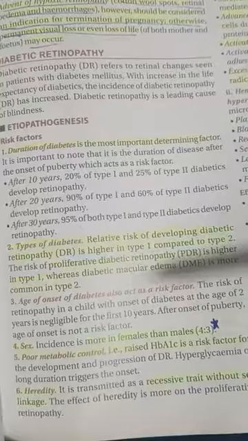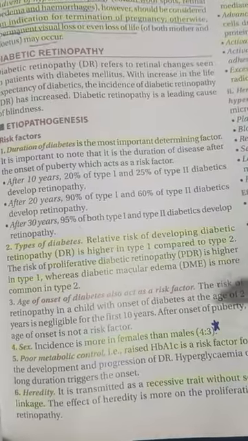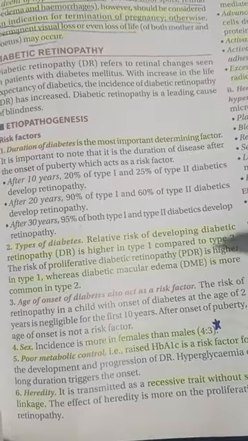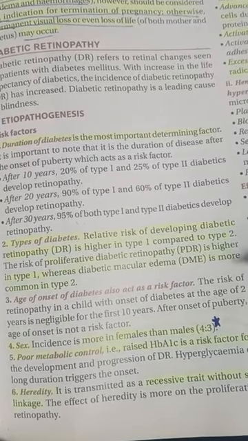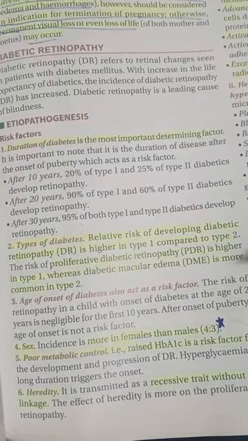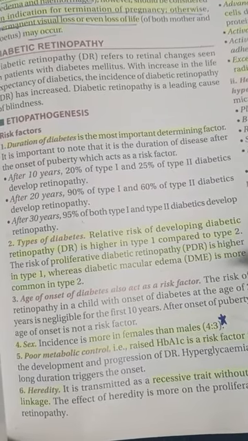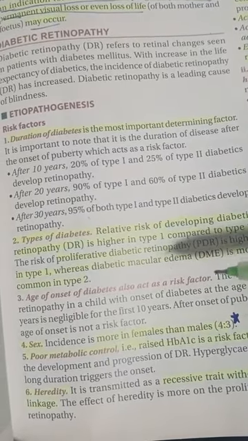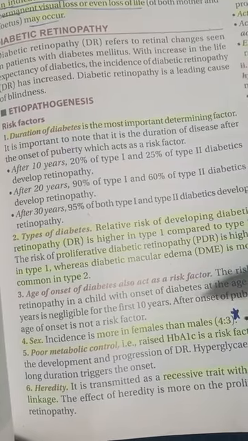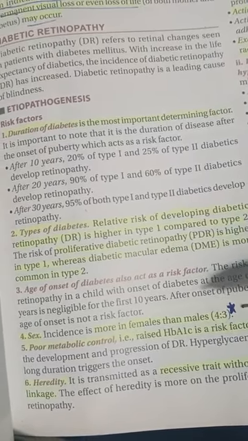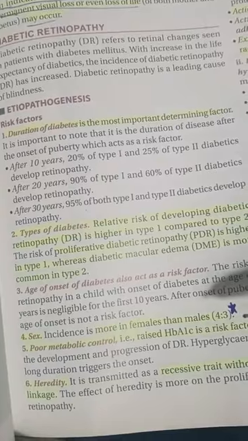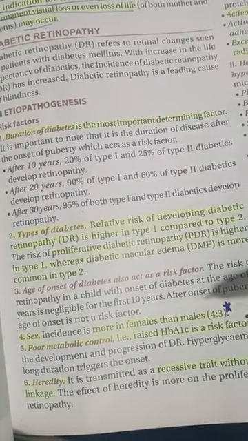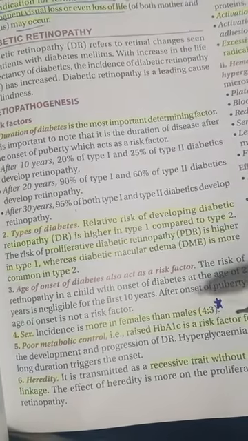Next, age of onset of diabetes also acts as a risk factor. That is, the risk of retinopathy in a child with onset of diabetes at the age of 2 years is negligible for the first 10 years. After onset of puberty, age of onset is not a risk factor. Next is sex. Incidence of development of diabetic retinopathy is more in females as compared to males. The ratio is 4:3.